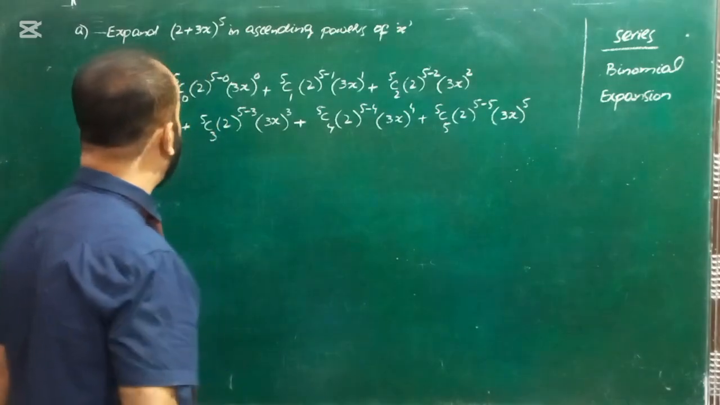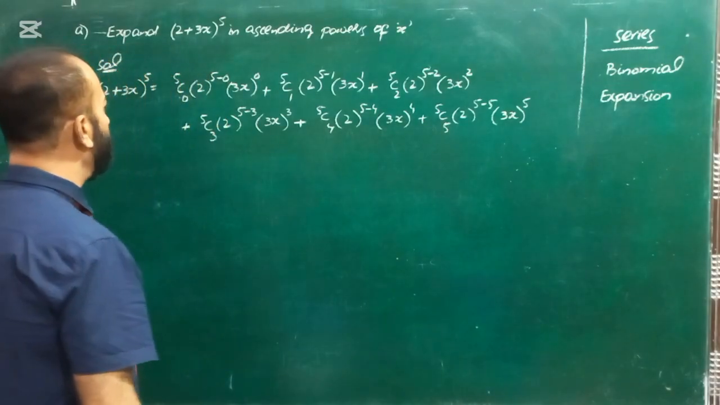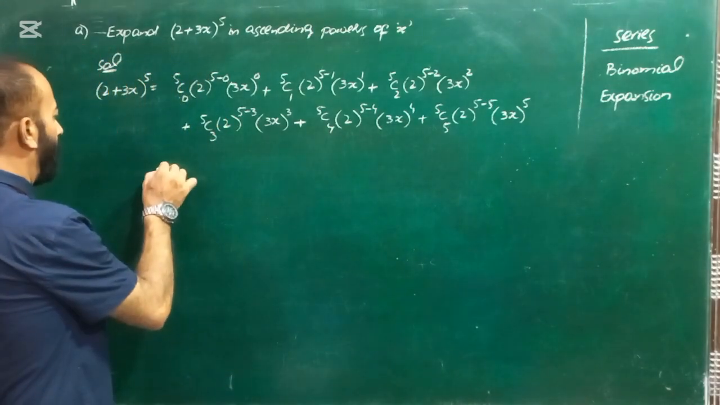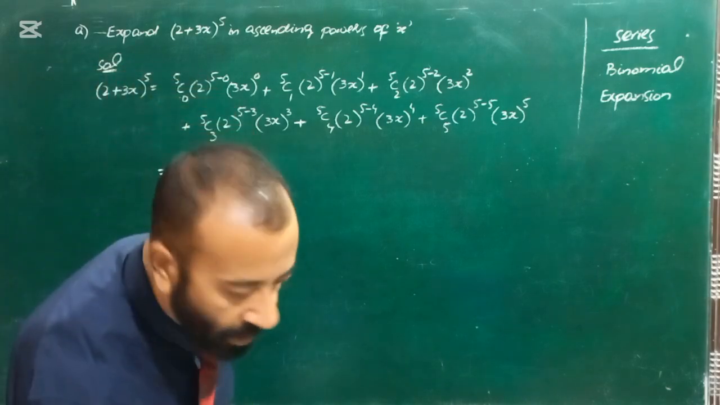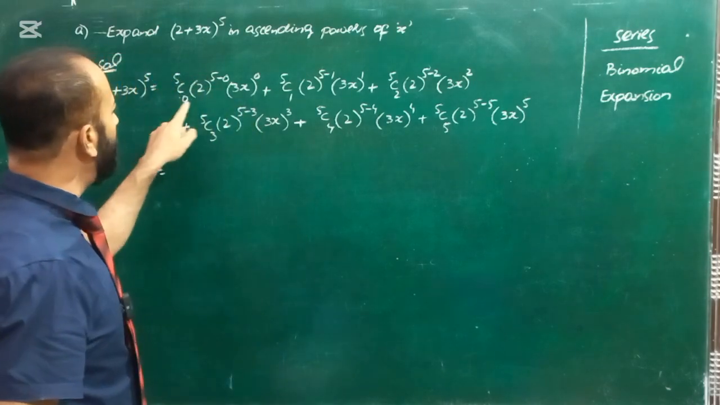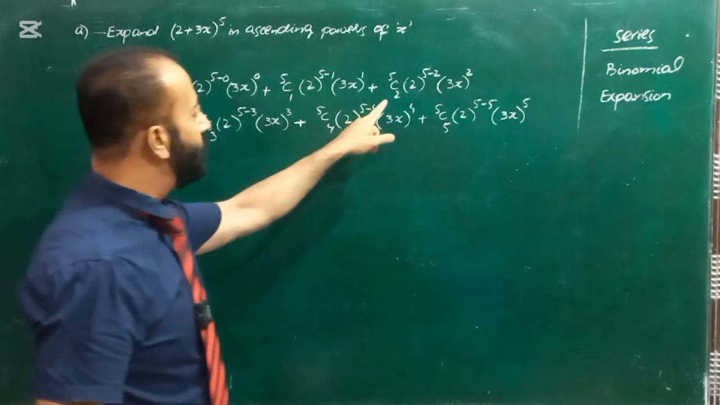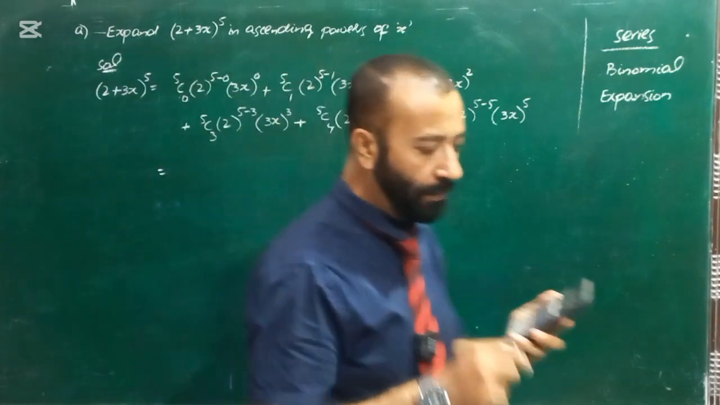So this is the binomial expansion first. Then you have to solve the question. So I'll tell you the method now, how to solve 5C0, 5C1, 5C2 and up to so on. So look now.